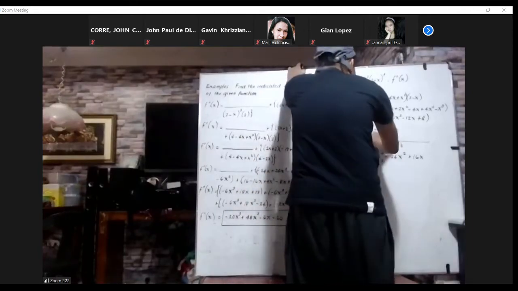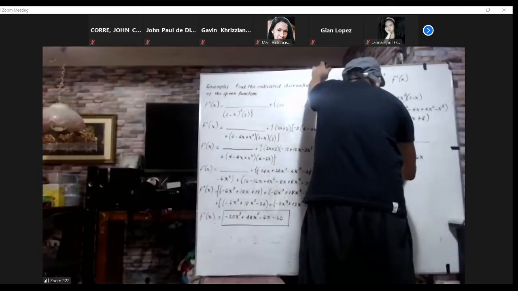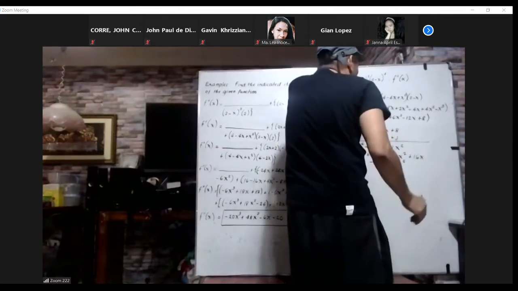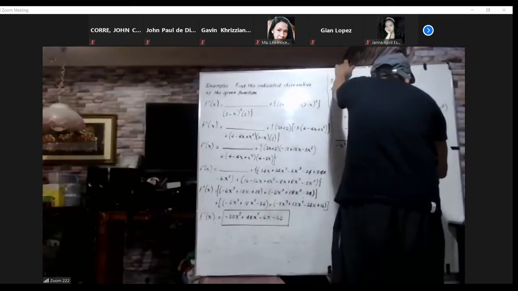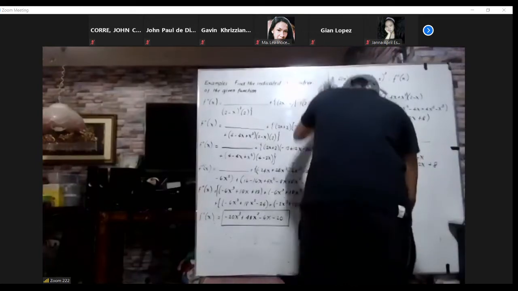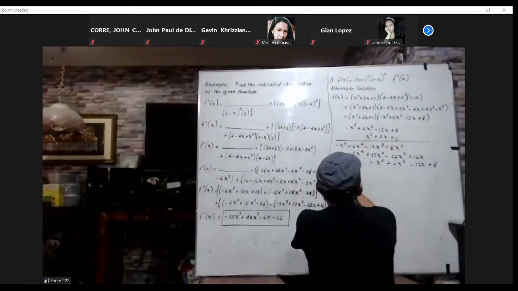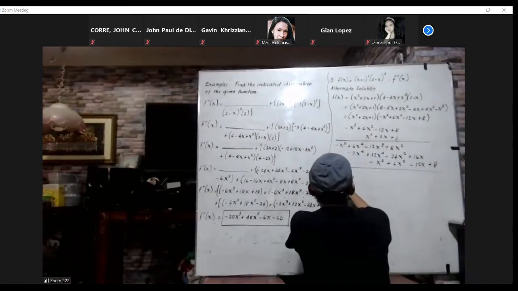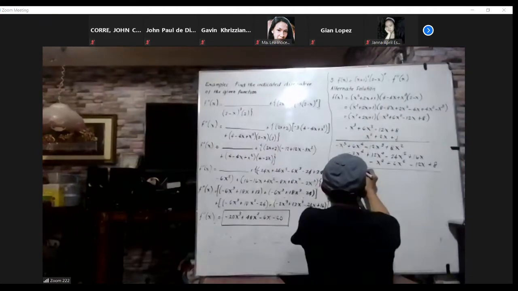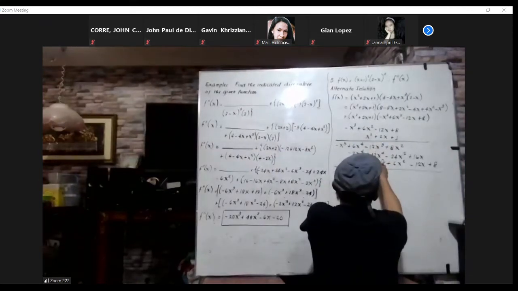Then 1 times positive 6x squared, positive 6x squared. 1 times negative 12x equals negative 12x. And the last one is positive 8. Okay. So, i-add na natin siya. So, this is equal to negative x to the fifth. Then, 6 minus 2 equals positive 4x to the fourth. Then, cancel dito. So, minus x cubed.